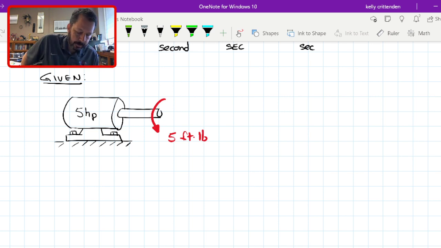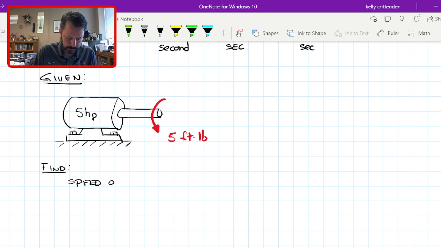Okay, and we want to see how much power this thing represents. So, well, we know how much power. Knowing that it's 5 horsepower, what speed is the shaft turning? So, find the speed of the shaft.